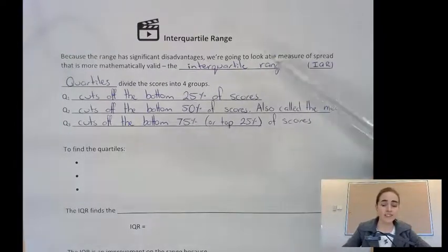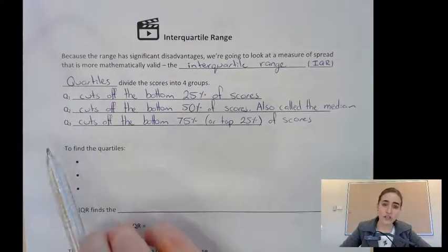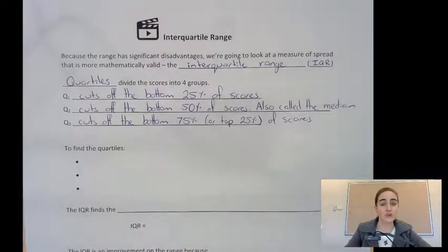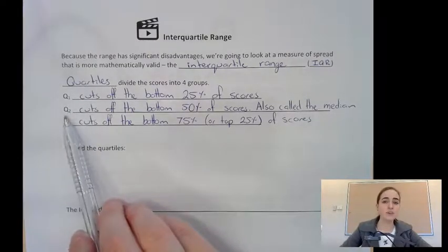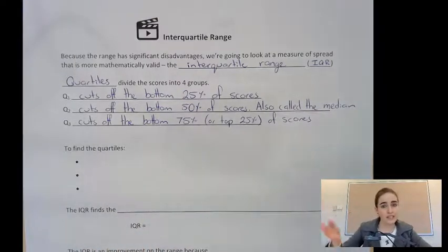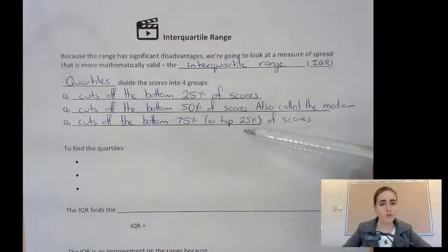To be able to find the interquartile range, first we need to talk about what quartiles are. We have three quartiles. Quartile 1, or Q1, cuts off the bottom 25% of the scores, so it cuts off the bottom quarter of the scores. Q2 is our second quartile, and it's going to cut off the bottom 50% of the scores. It's also called the median because it's going to cut those scores right down the middle. And Q3 cuts off the bottom 75%, or we could say it cuts off the top 25% of the scores. So we're splitting those scores into 4 even groups. Each group contains 25% of those scores.